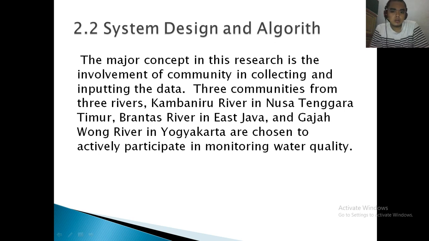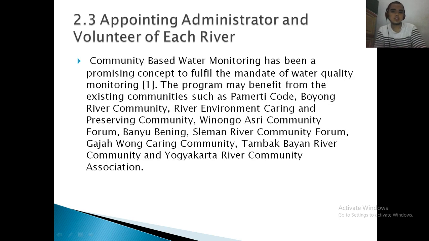The major concept in this research is the involvement of the community in collecting and inputting the data. Three communities from three rivers, Kambaniru River in Nusa Tenggara Timur, Brantas River in East Java, and Gajah Wong River in Yogyakarta, are chosen to actively participate in monitoring water quality. And three, appointing an administrator volunteer for each river.